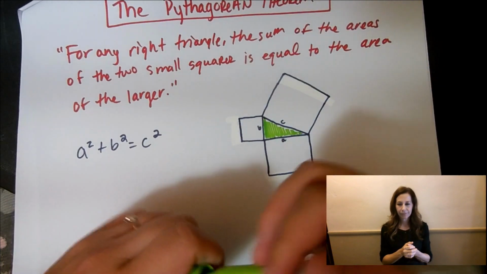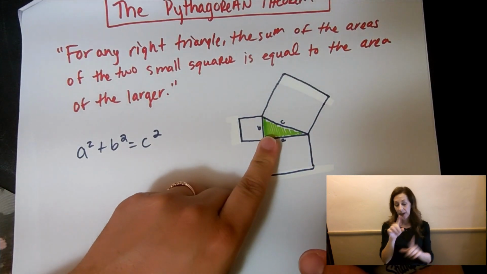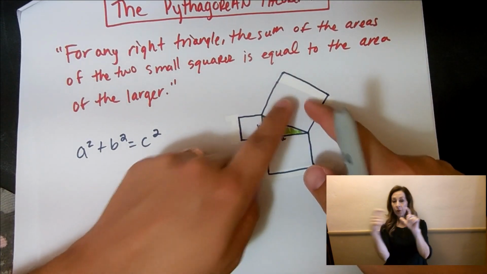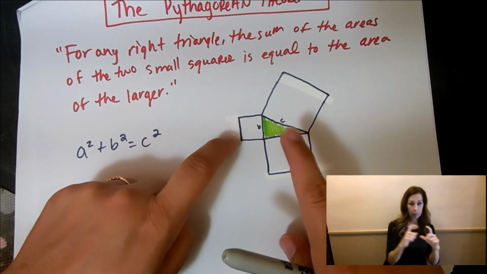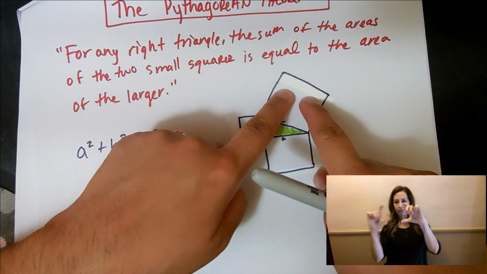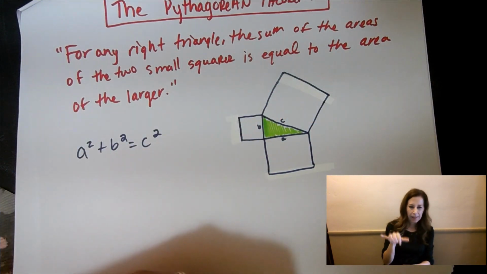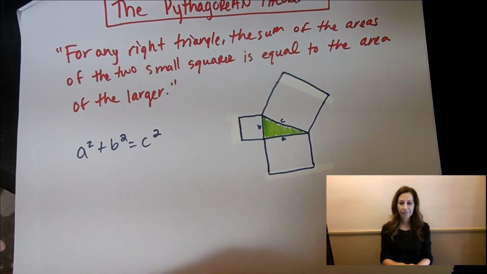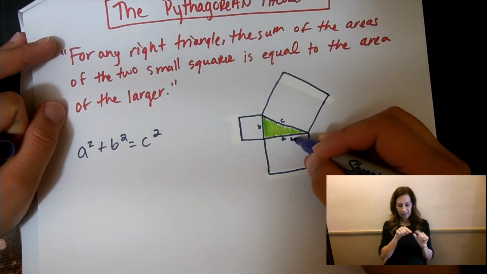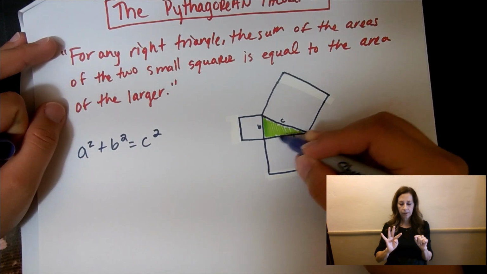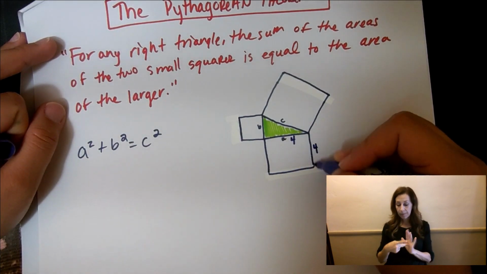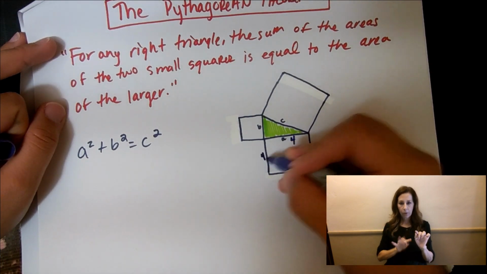So, for any right triangle, the sum of the areas of the two small squares is equal to the area of the larger square. So here are the two small squares. It's saying if I add this area and add this area together, it will equal this area. So let's look at that. Let's say that this measurement is 4. If this measurement is 4, and if this were a perfect square, that means this side is also 4. So is this one, and so is this one.